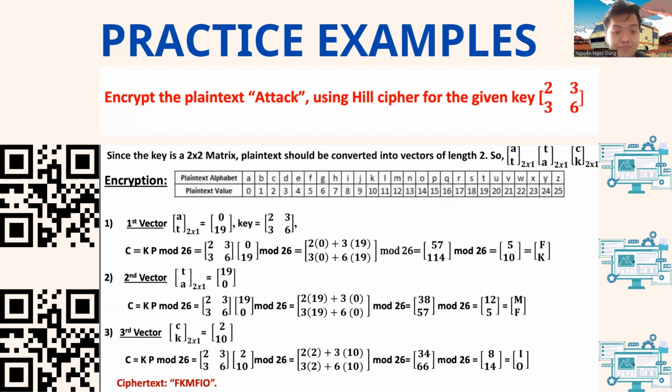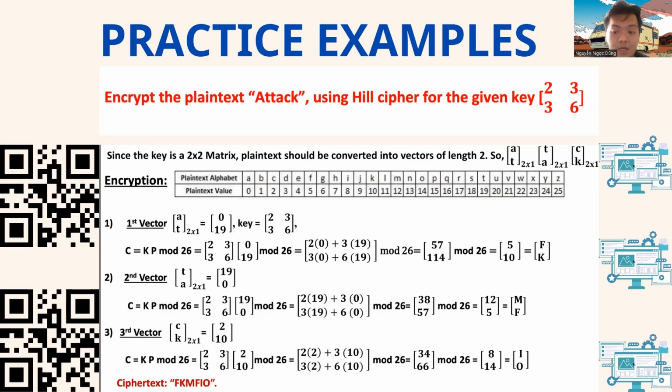For the first vector, AT is assigned the numbers 0 and 19. The original key is 2, 3, 3, 6. We use the formula C equals K times P mod 26. After some calculation, we get 5 and 10, so we encrypt it into F and K.